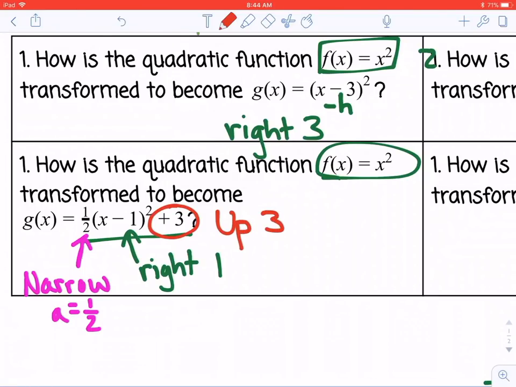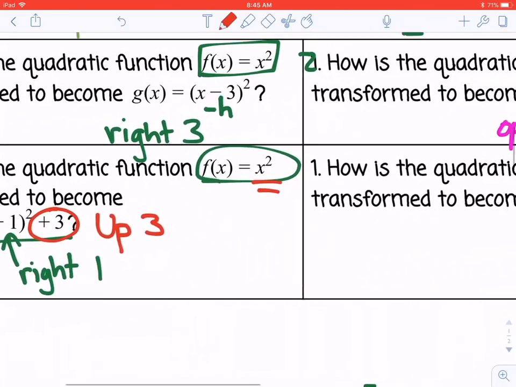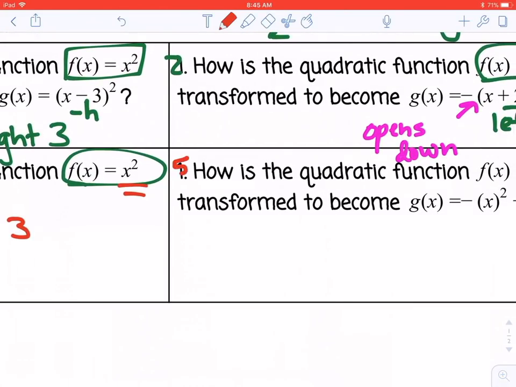So this one had 3 things that happened to that basic parent function we started with. And that was example 4. I don't know why these numbers aren't showing up. The next one is 5.